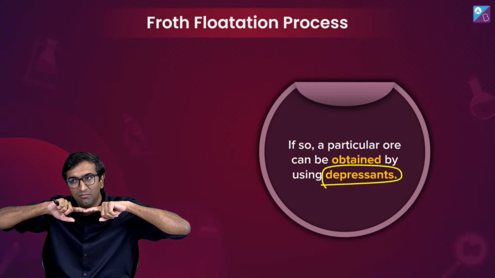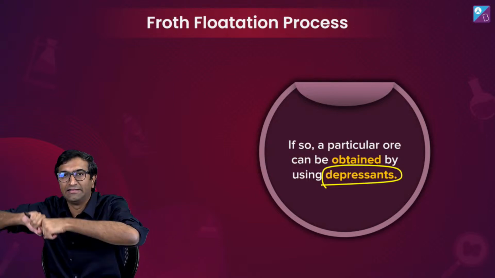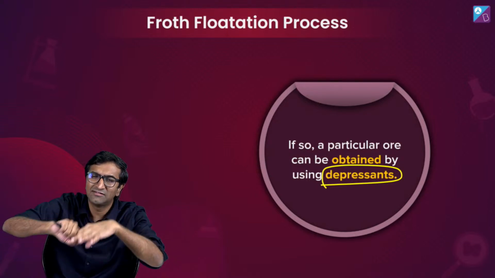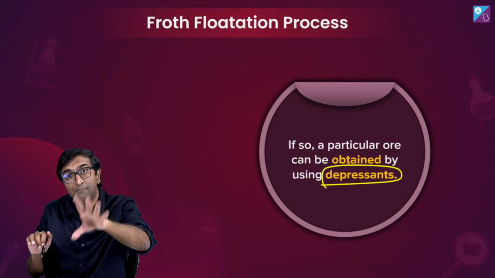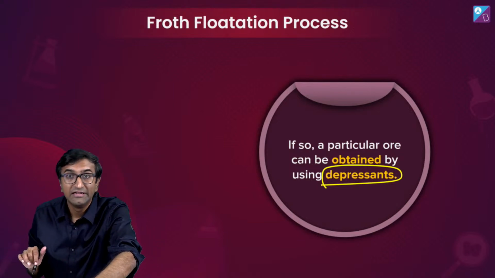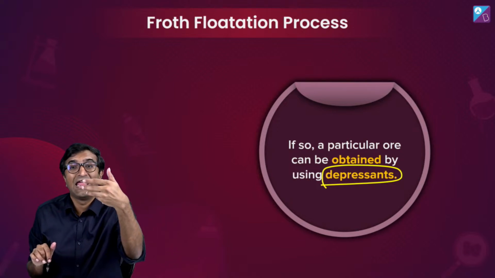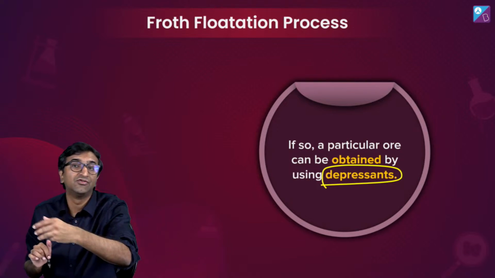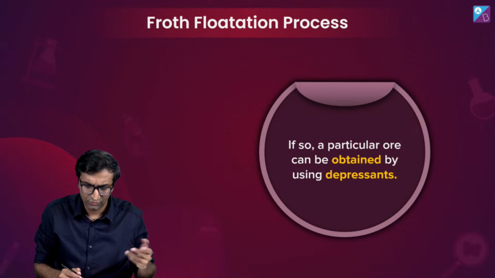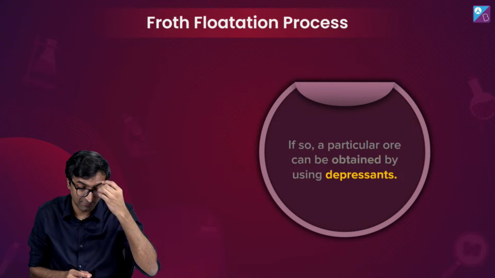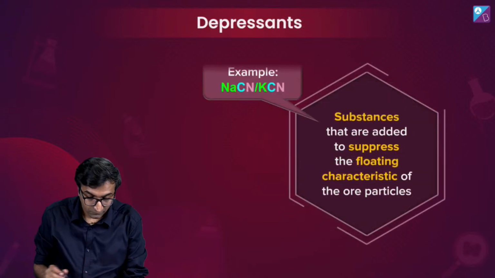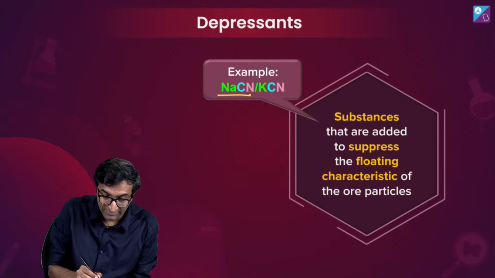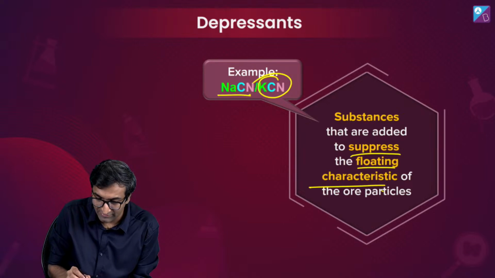मतलब कि मैं उसकी पानी से वेटेबिलिटी बढ़ा देता हूँ. कैसे? अगर if I add some chemical by which I form a compound that is soluble in water, then automatically it will hate oil. If something likes water, it does not like oil. ठीक है? क्यों? हमने डिटेल में किया है सरफेस केमिस्ट्री में, आप पिछले सेशंस देख सकते हैं. So I add something like NaCN and KCN to suppress the floating characteristic of some ore particle.